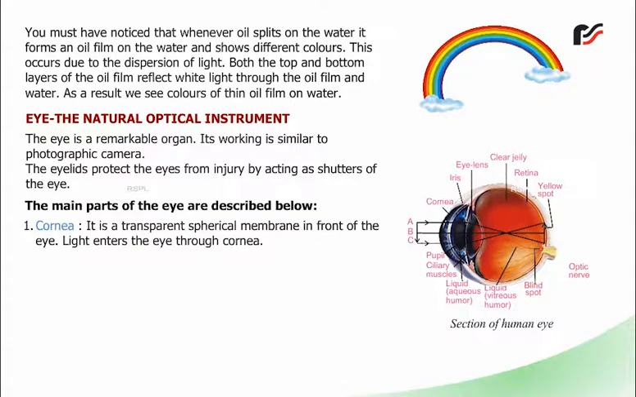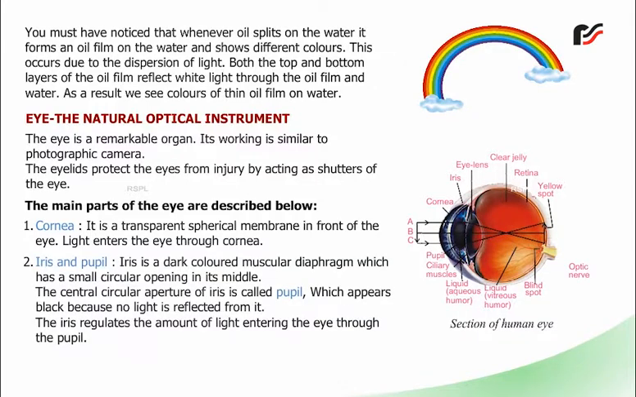1. Cornea. It is a transparent spherical membrane in front of the eye. Light enters the eye through cornea. 2. Iris and pupil. Iris is a dark-colored muscular diaphragm which has a small circular opening in its middle.